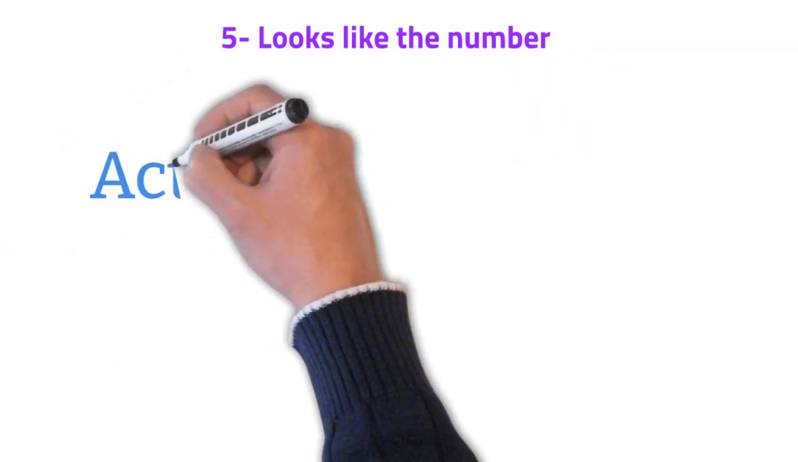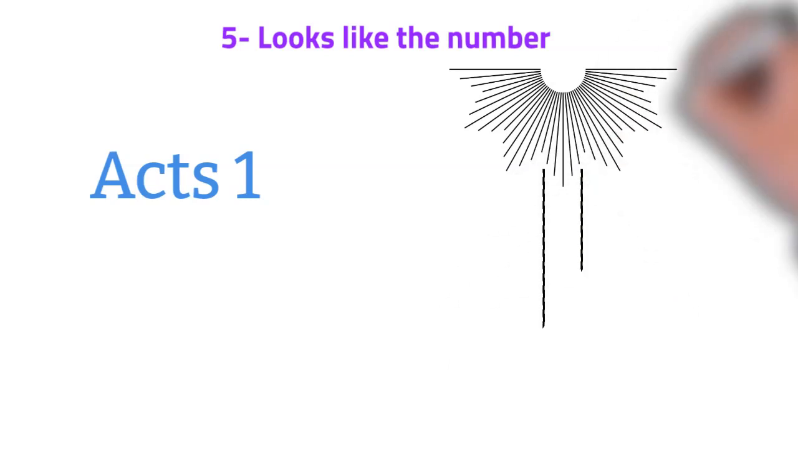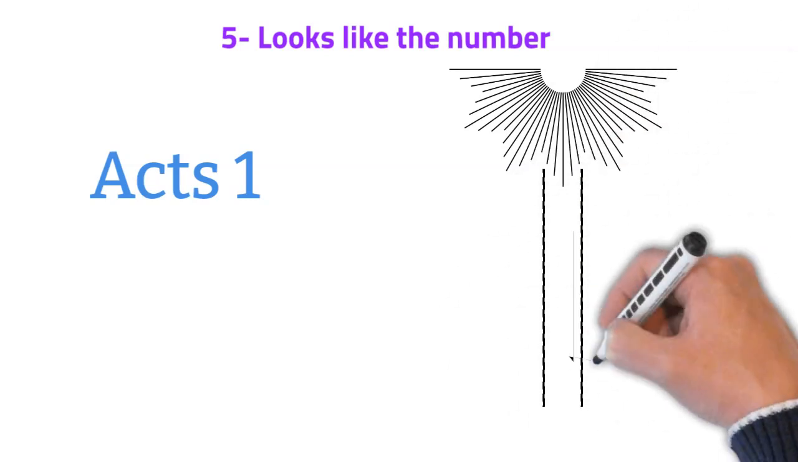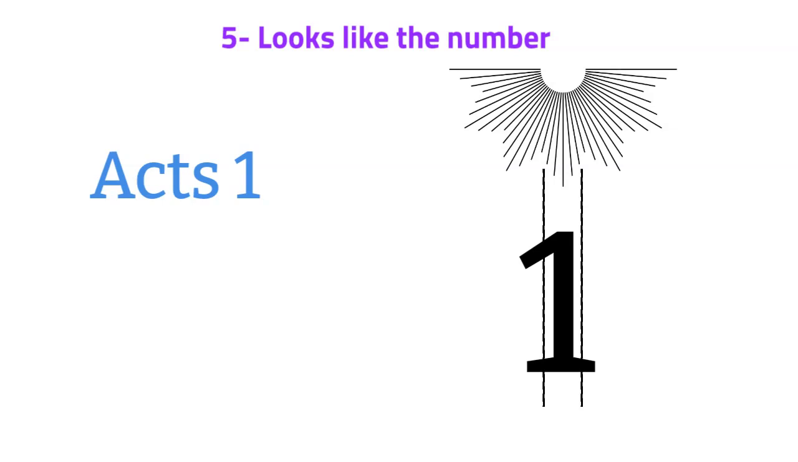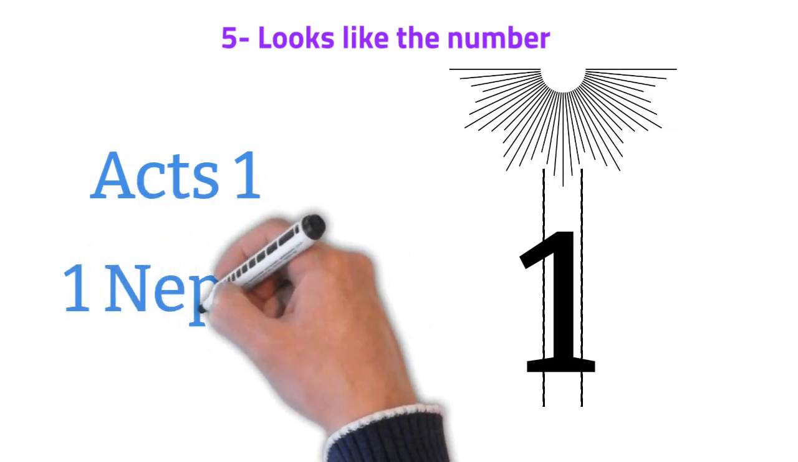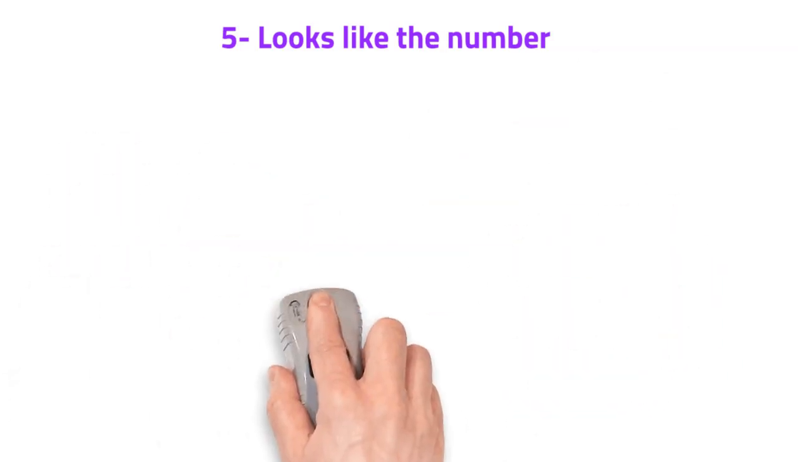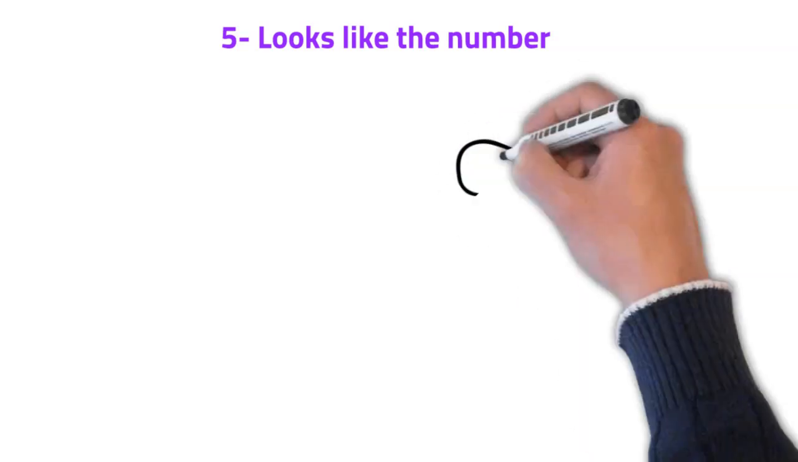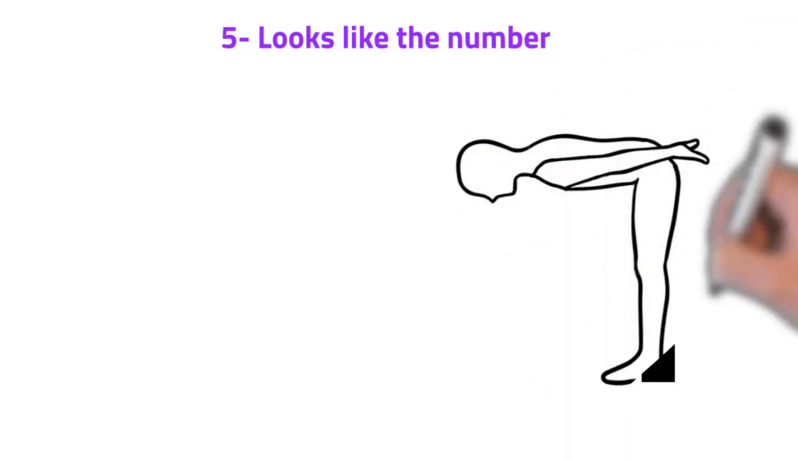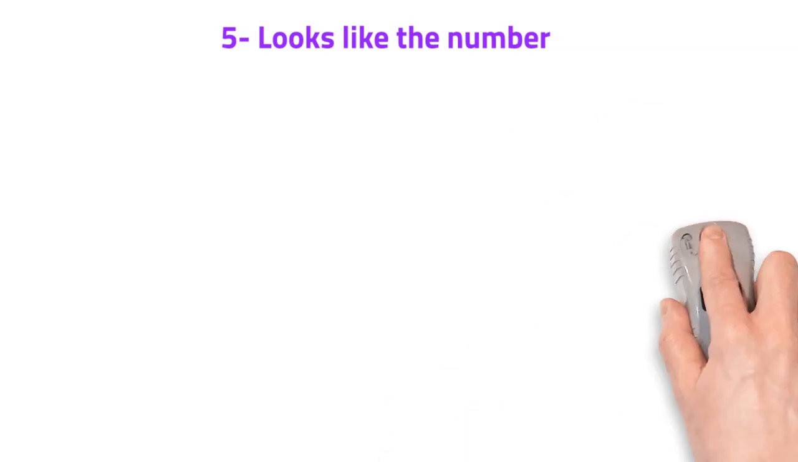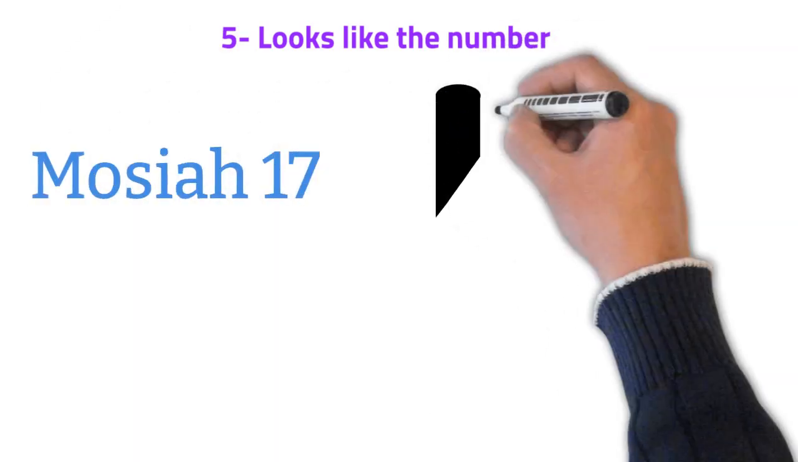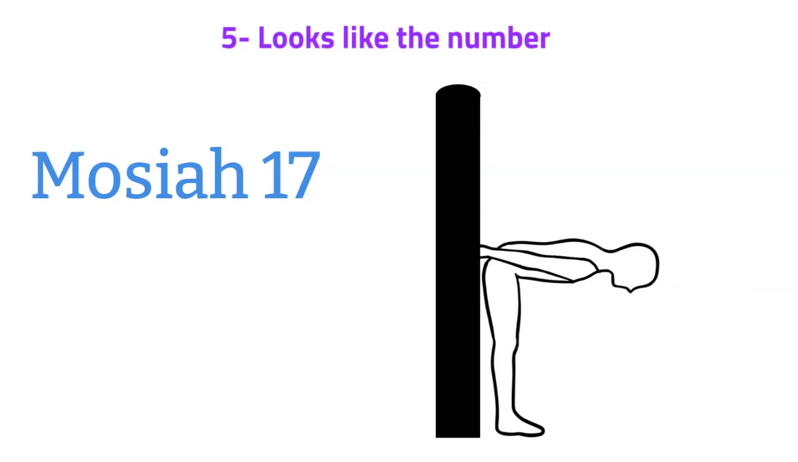We already discussed the ascension of Christ in Acts chapter 1, where the pillar of light looks like the number 1. Similarly, Lehi sees a pillar of light in his great vision of 1 Nephi chapter 1. The same image can be used for more than one chapter. The number 7 looks like a person slumped over. Abinadi is burned at the stake in Mosiah 17, where 1 is the stake and the 7 is Abinadi slumped over.